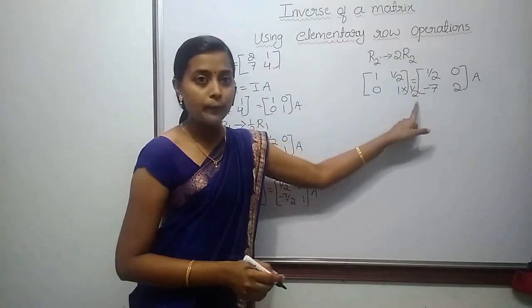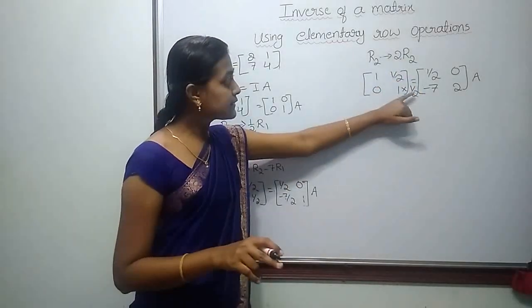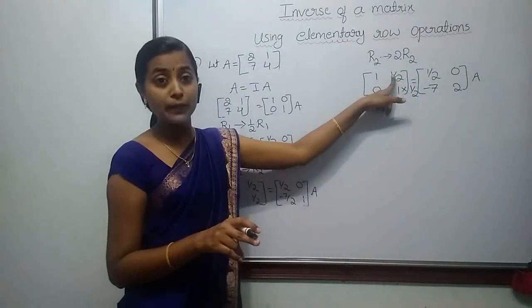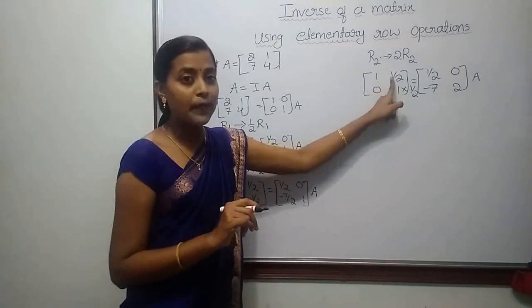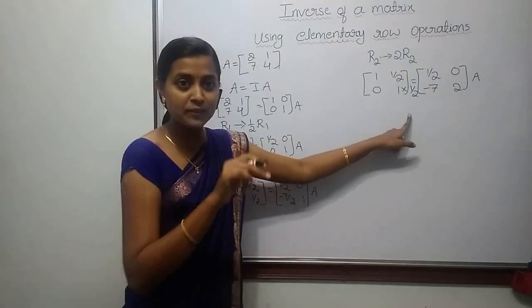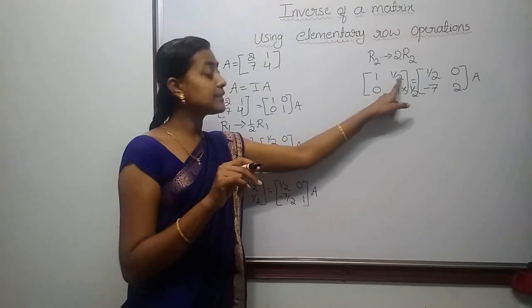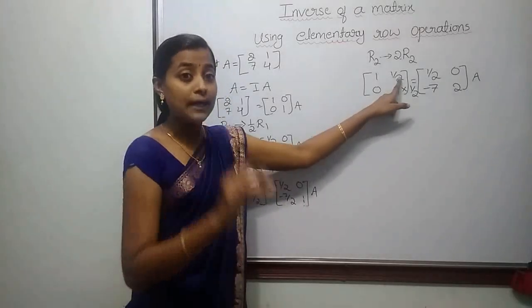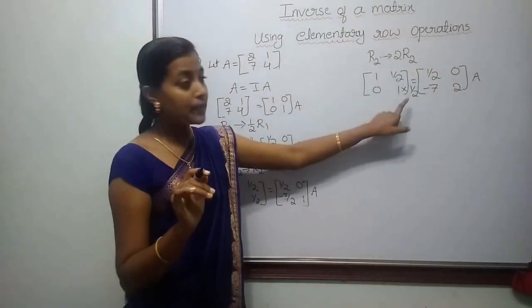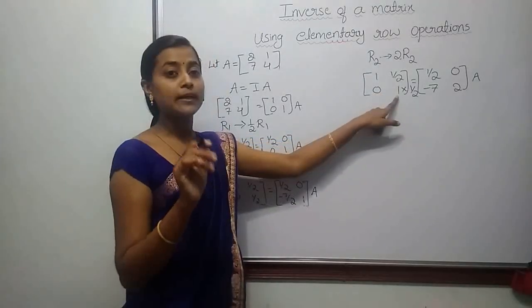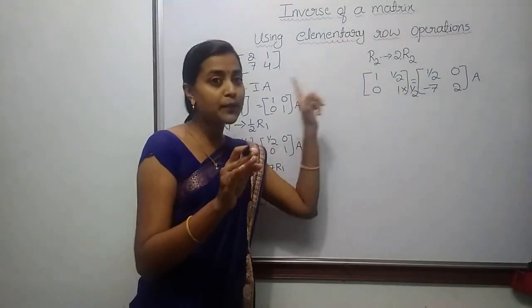1 into 1 by 2 is 1 by 2. Subtract this result from the element 1 by 2. Then what happens? 1 by 2 minus 1 by 2 will be 0. So we can make this element 0. But we know that we cannot apply the operation to only one element. We have to apply it to the entire row.